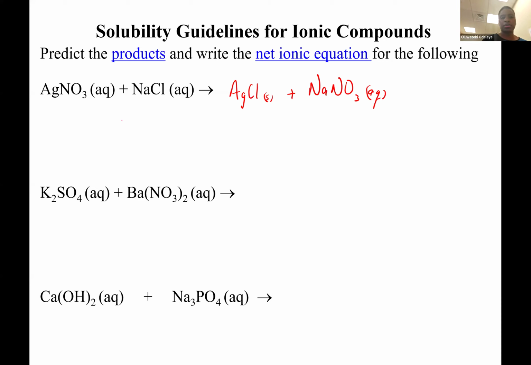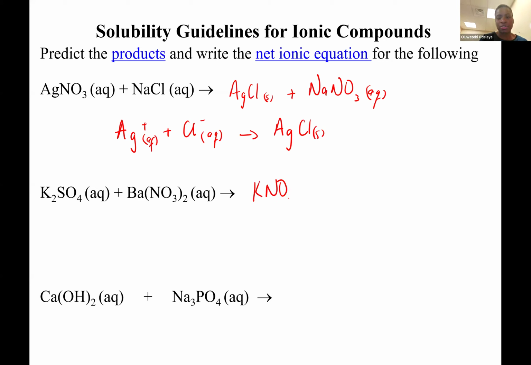Okay, the net ionic equation here would be Ag+ aqueous and Cl- aqueous to give me AgCl solid. Okay, and potassium sulfate reacts with barium nitrate. I get potassium nitrate, which is aqueous, and barium sulfate, which is a solid. I know this because of my solubility rules. That is balanced, and my net ionic equation would look like that.